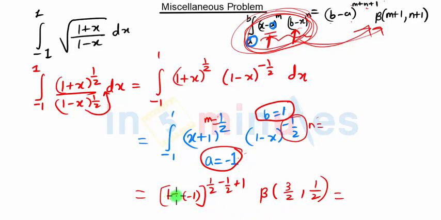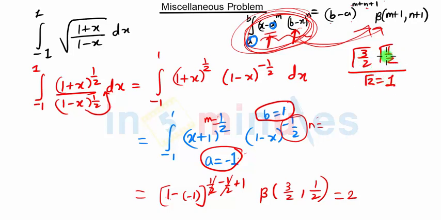So this will be 1 minus and minus will become plus. So 1 plus 1 is 2, and this half will get cancelled. So 2 raised to 1, so it will be 2, and beta of 3 by 2, half. So beta of 3 by 2, half is nothing but gamma of 3 by 2 into gamma of half upon gamma of 3 by 2 plus half, which is nothing but 4 by 2. And gamma of 4 by 2 is nothing but gamma of 2, and gamma of 2 is nothing but 1.